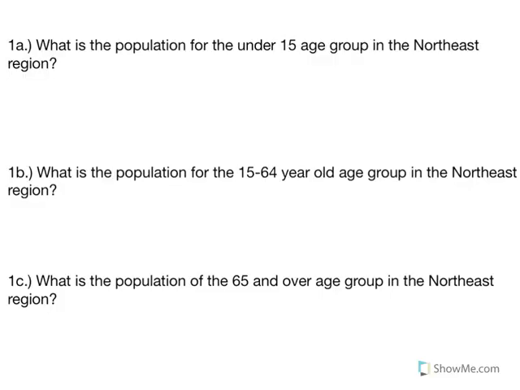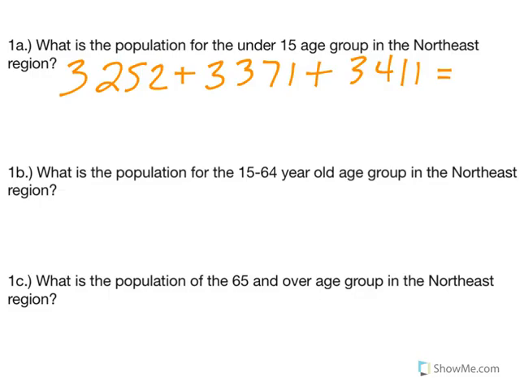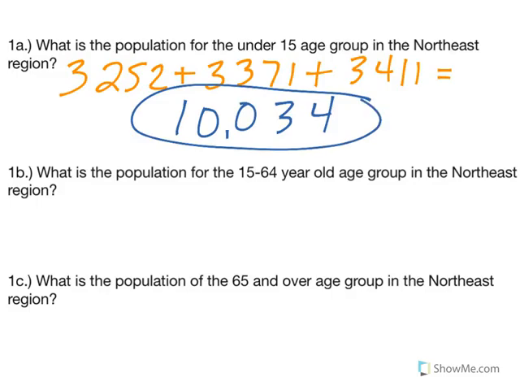So our first thing, what is the population for the under 15 age group in the Northeast region? Now, under 15, we have a couple different groups. So we have the under 5, right? We've got the 3252, plus then the 5 to 9, I believe it is, 3371, and then 9 to 14, which is 3411. So if I add all of those together, I come up with 10,034. So this is how many under 15 people I have.